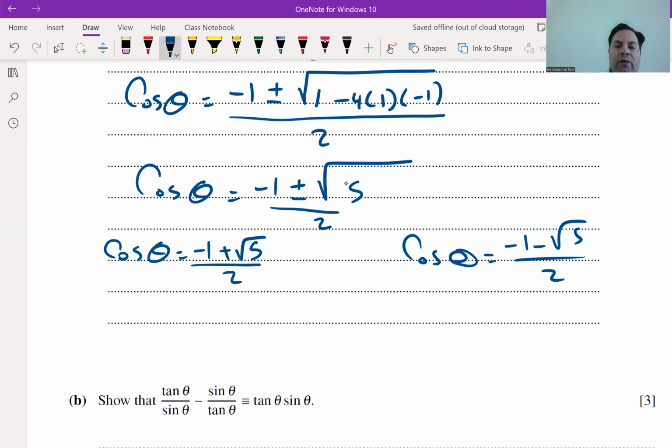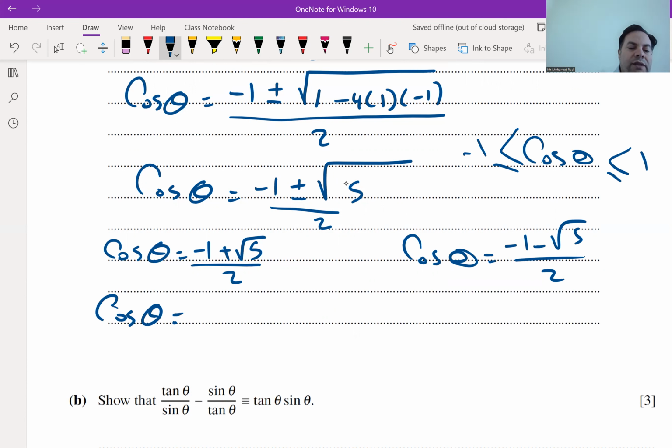Don't forget the range of cosine theta. The range of cosine theta is between negative 1 and positive 1. In case we have a value more than 1 or less than negative 1, don't forget to reject it. There is no solution for this point. The first one, shift cosine to get the measure of the angle. If the first one is minus 1 plus root 5, if you simplify the first value, it's minus 1.